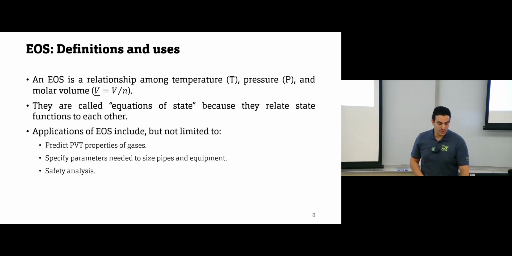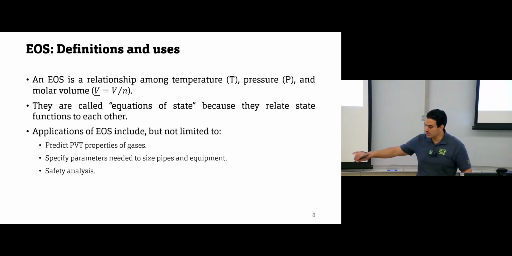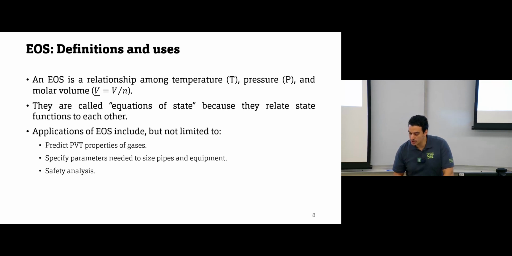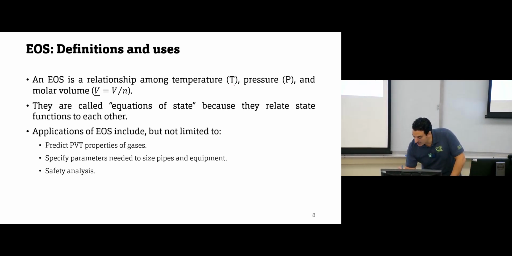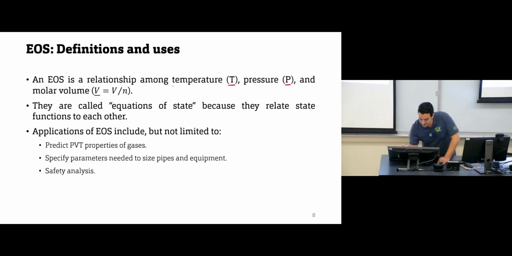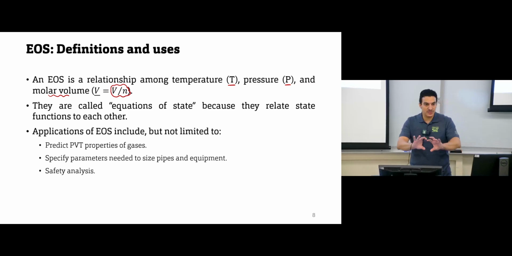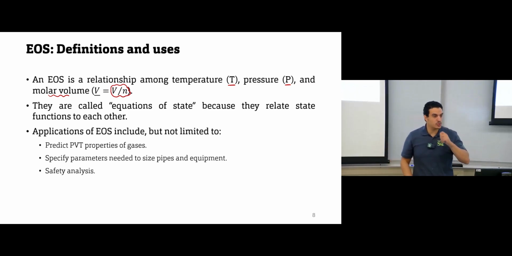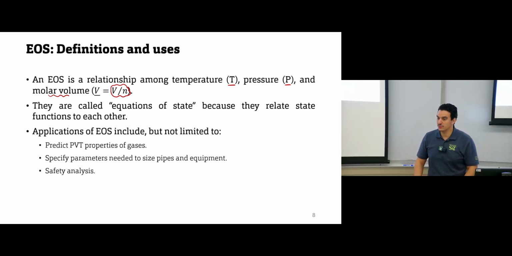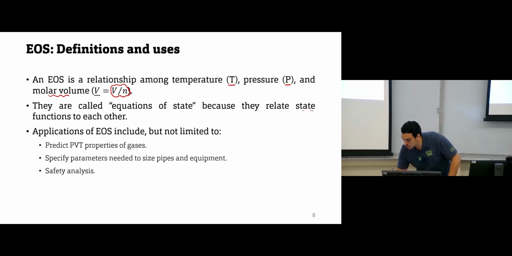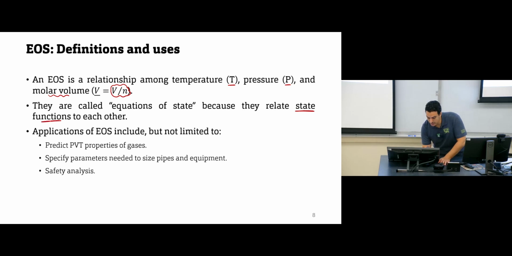Okay. So what is meant by these equations? Basically, an equation of state is an equation that relates the temperature, pressure, and molar volume. And molar volume is volume divided by number of moles. So any equation that relates these three properties can be considered an equation of state. Okay. So what is the other condition? The other condition is that all the properties in this equation should be state functions.